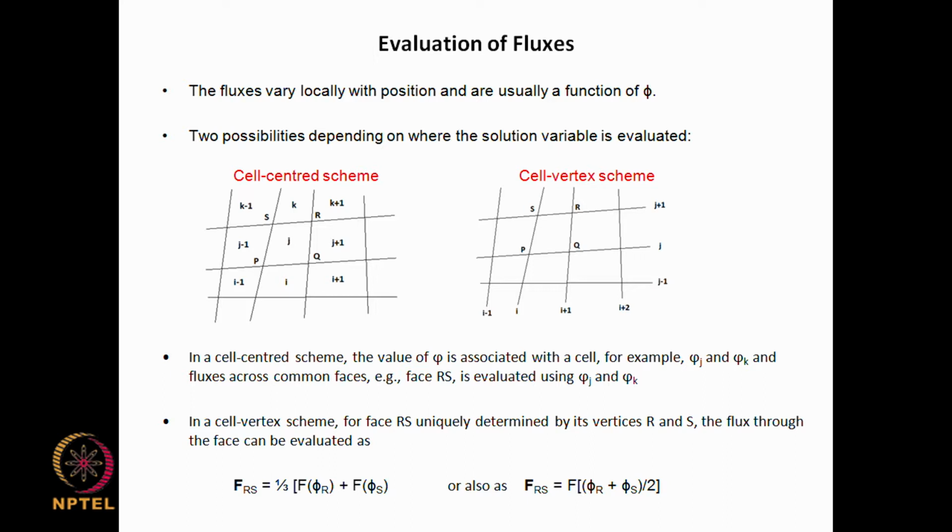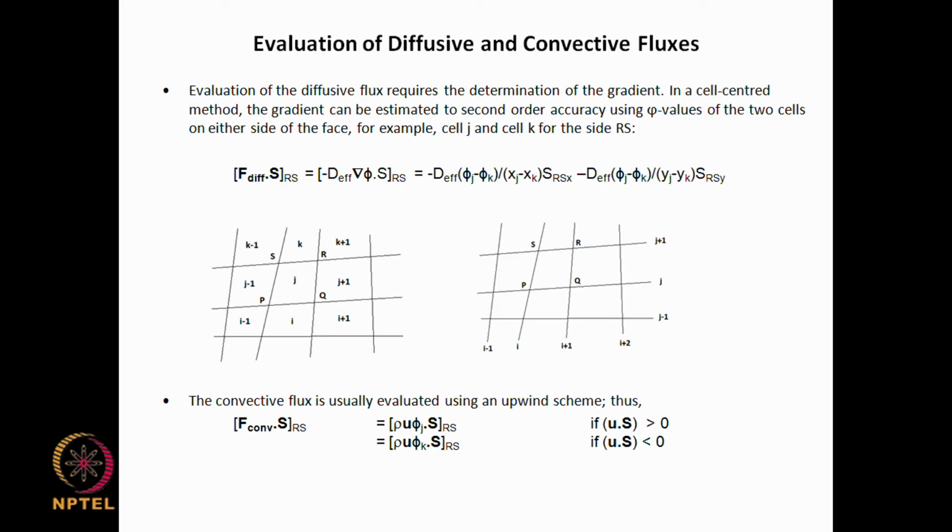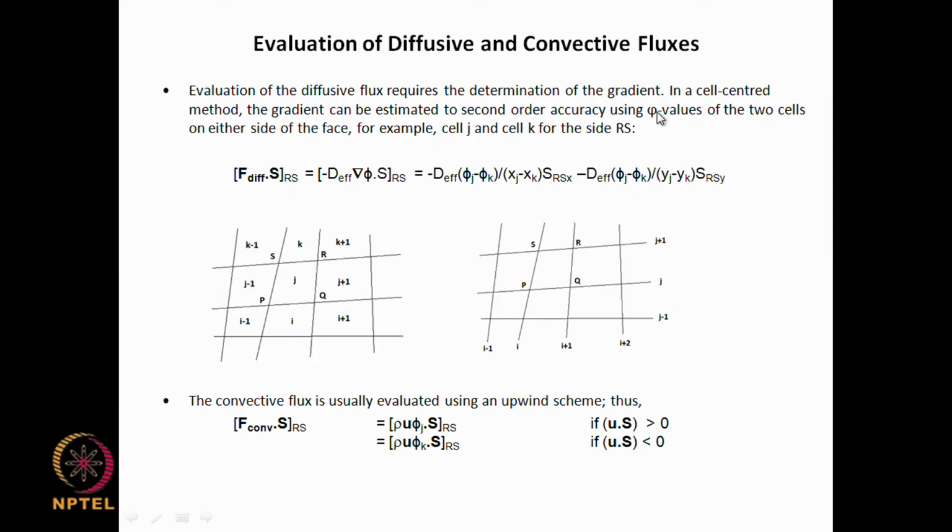So, there is another aspect to fluxes. Fluxes have the diffusive component and the convective component. The diffusive component will introduce the gradient of phi. Convective components will involve the value of phi itself, the absolute value, and not the gradient. Now, how do we do this? The diffusive flux requires the determination of the gradient.